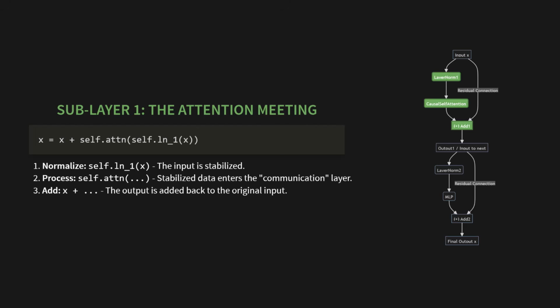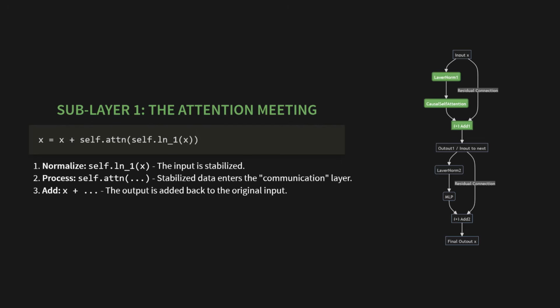The code is x equals x plus self.attn of self.ln_1 of x. Let's break it down. First, we normalize. We apply self.ln_1 to x. The input is stabilized. Simple enough. Second, we process. That stabilized data enters the self.attn point, our communication layer. And third, we add. The result of all that is added back to the original x. That's the residual connection at work.